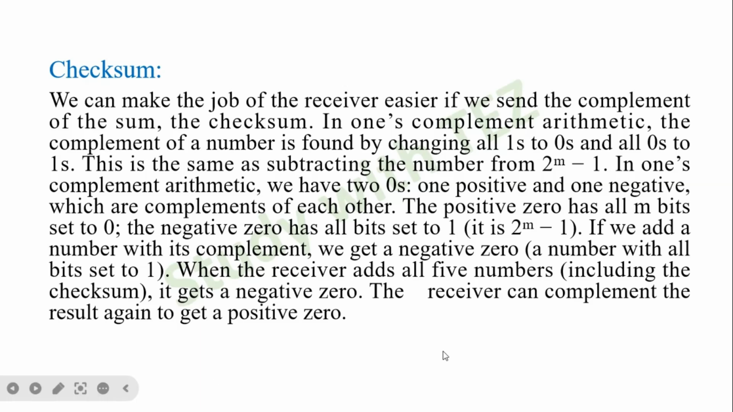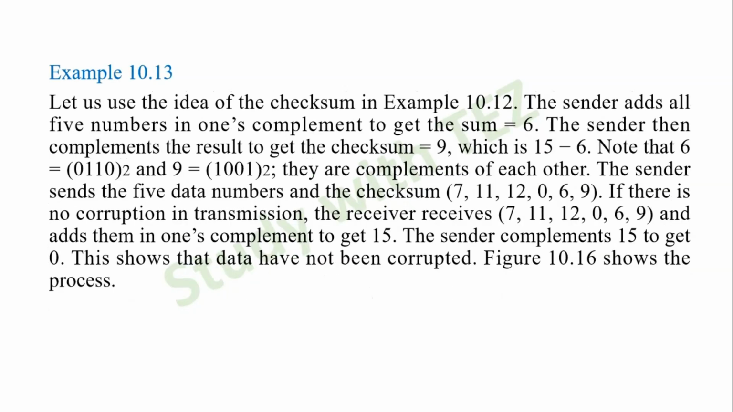Okay, negative zero. When the receiver adds all the five numbers, it gets negative zero. The receiver can complement that and make it a positive zero. And hence, if it is 0, the message is error free, uncorrupted, and hence it is accepted. So, this is the logic. You will understand better with the example.